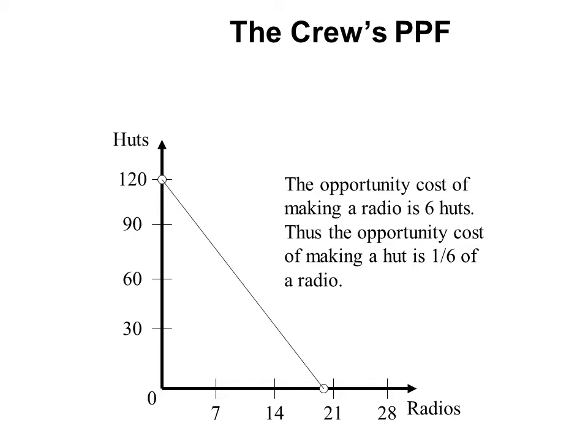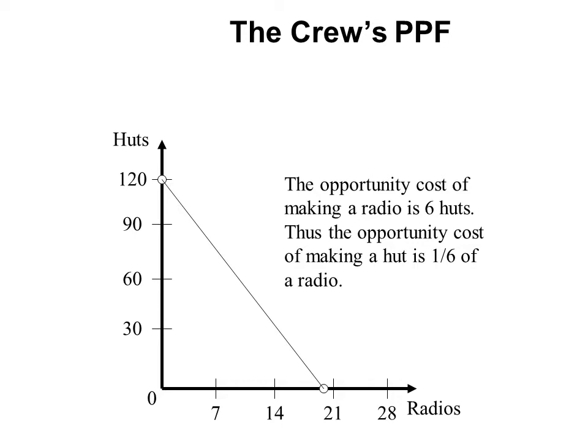So here we have the production possibility frontier for a small nation called the Crew. On the vertical axis, we have their potential production of huts. On the horizontal axis, we have their potential production of radios. We will assume that their production possibility frontier represents the possible production for 1 month.